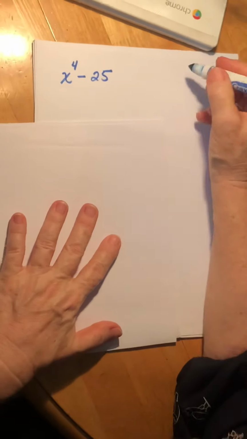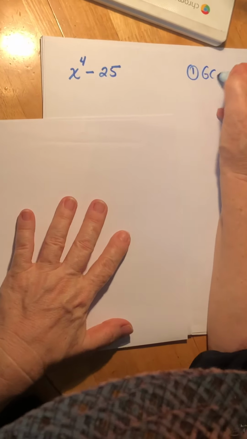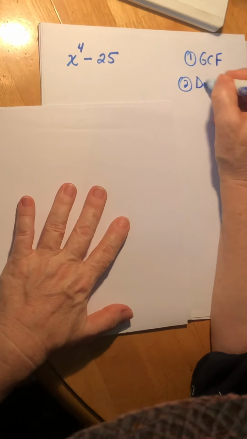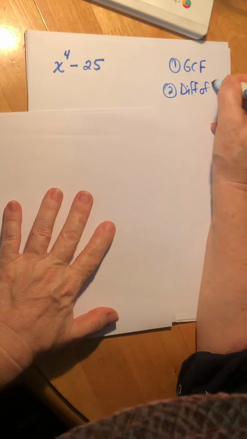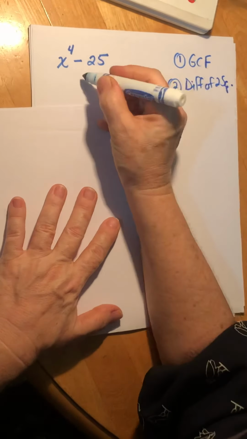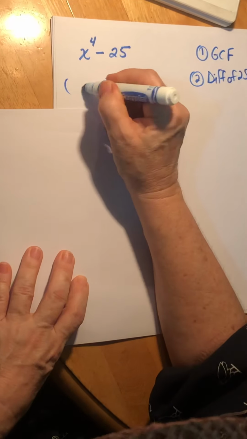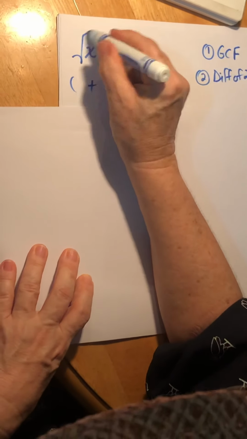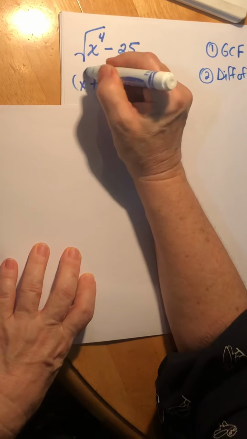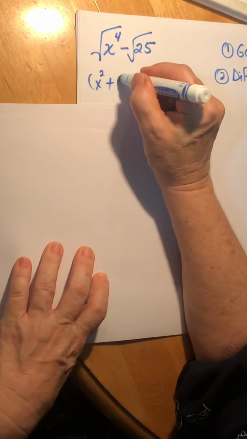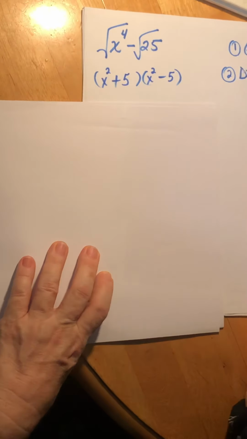Okay, first, do I have a greatest common factor? No. Is it a difference of two squares? It is a difference, and these look like perfect squares. So it's going to be a positive and a negative. What's the square root of x to the 4th? X squared. And what's the square root of 25? 5. And that is your answer.